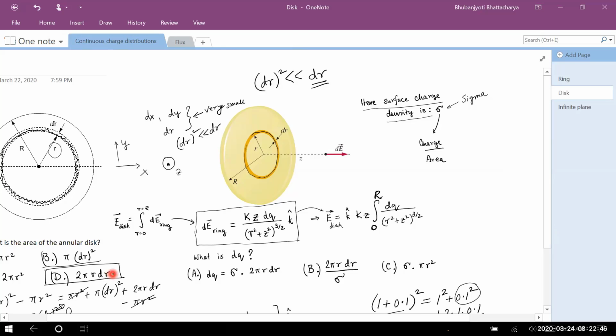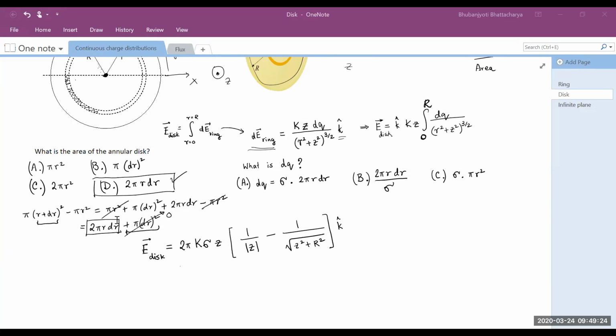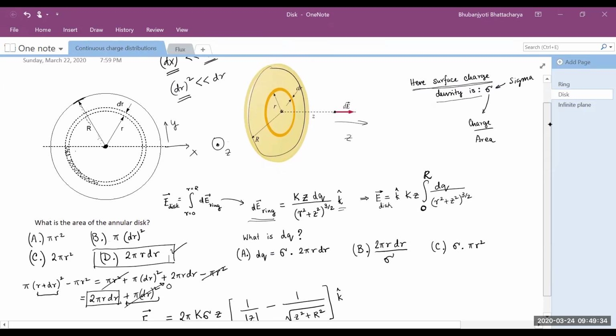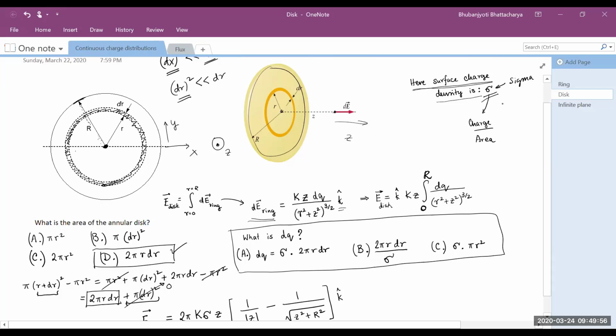So we know the area. The area is 2 pi r dr. If the area is 2 pi r dr, how do I find the charge? Now that we know the area of this annulus, can you tell me what the charge on this annular ring should be? We know the area, we want to find the charge. How do we find the charge? So what is dq, given that the area of this annulus is 2 pi r dr? We also know that the surface charge density, which is charge divided by area, is sigma.